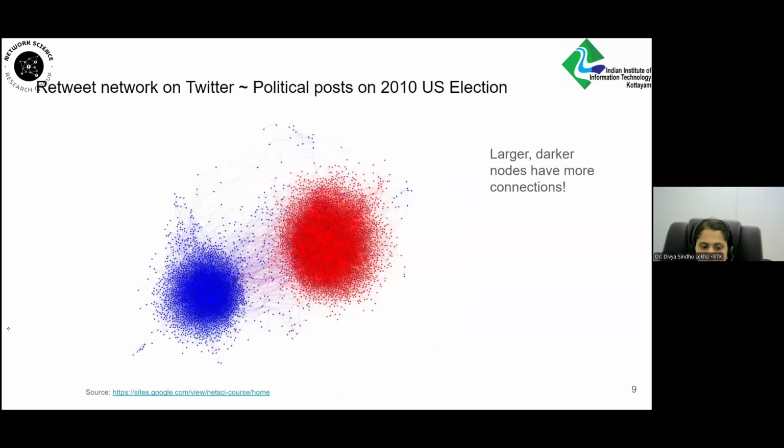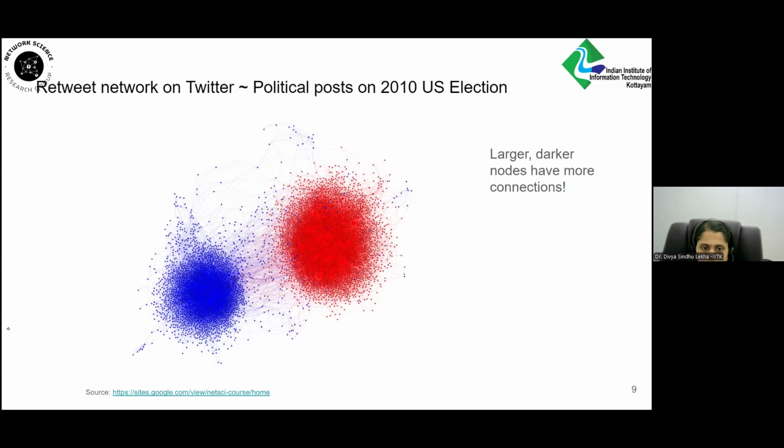This is another example, a study on political posts from the 2010 US election. In this study, they used the Twitter data set. Twitter, as you all know, is a micro-blogging platform. From it, all the posts on the 2010 US election were captured, with all their details. Then the relationships between these posts were captured. If one post mentions another post, then those two posts have some relationship.